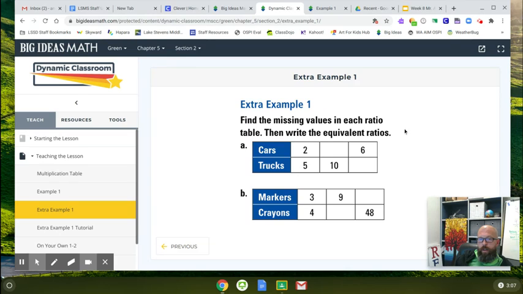So we have a couple charts here, so I want you to take these down, pause your video, and then watch the tutorial in just a second. So it says find the missing values and write equivalent ratios. So 1, 2, 3, pause.